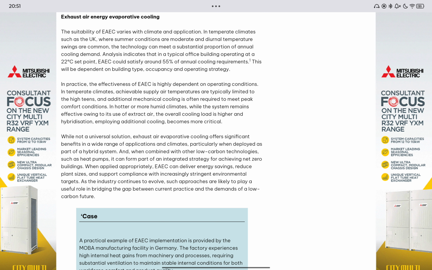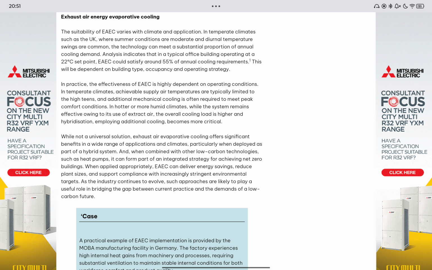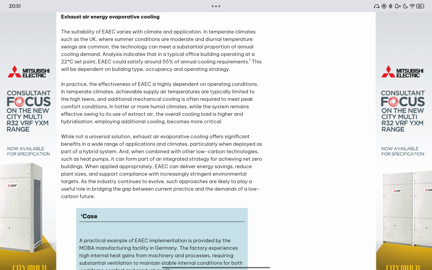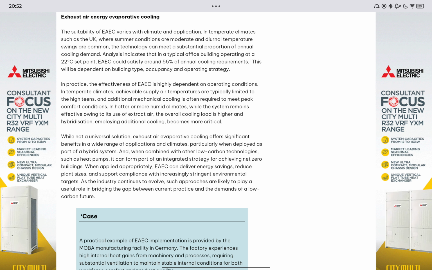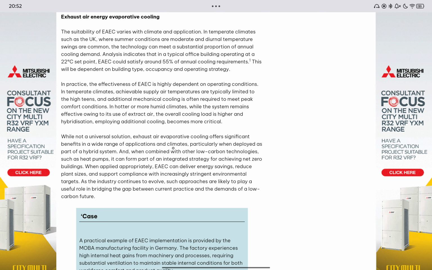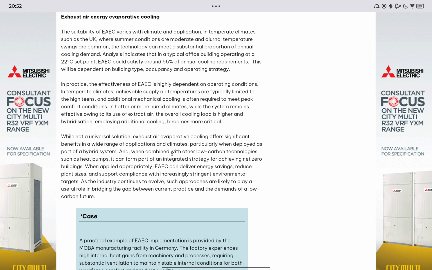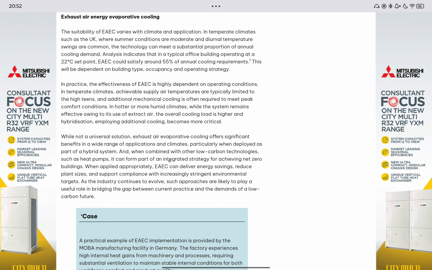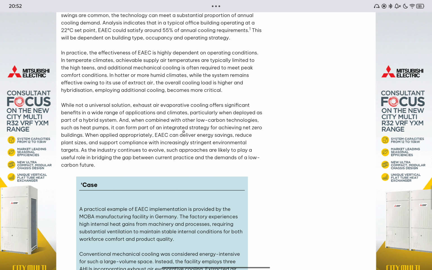In practice, the effectiveness of EAEC is highly dependent on operating conditions. In temperate climates, achievable supply air temperatures are typically limited to the high teens, and additional mechanical cooling is often required to meet peak comfort conditions. In hotter or more humid climates, while the system remains effective owing to its use of extract air, the overall cooling load is higher and hybridization, employing additional cooling, becomes more critical.